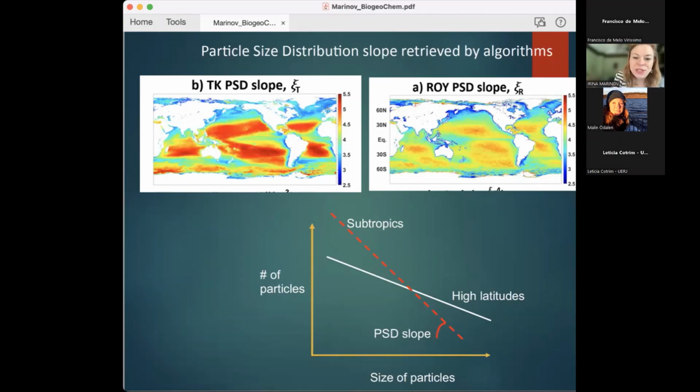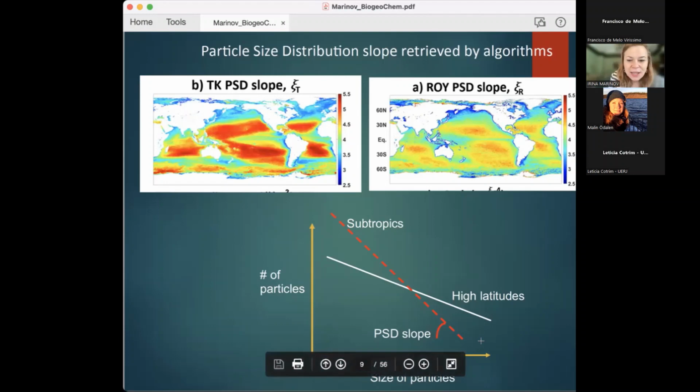And in both products, we see that the slope, this C coefficient, which is the slope here, is larger. The red numbers are larger in the subtropics compared to the high latitudes. So what does this mean? Well, because small phytoplankton, the pico phytoplankton, have in general affinity for low nutrient environments, we will find a lot of small phytoplankton in the oligotrophic gyres where we have very few nutrients.